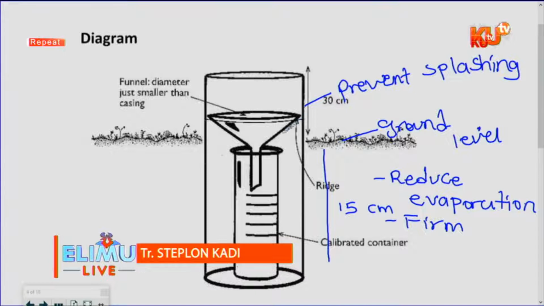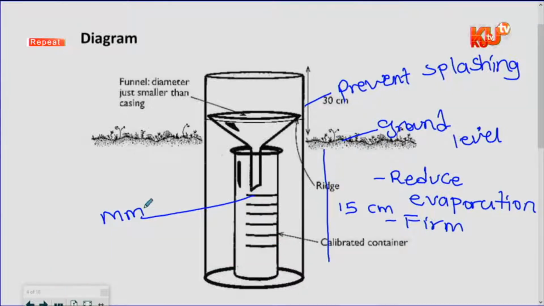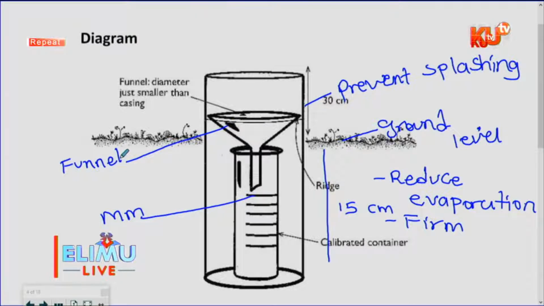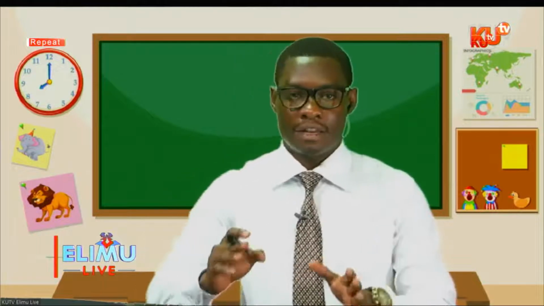We have the collecting cylinder, which is calibrated in millimeters, because those are the units for measuring amount of rainfall. This is the funnel I was talking about. The funnel, as I had said earlier, should not be too wide, neither should it be too narrow. It should fit exactly inside. So that is about a rain gauge.